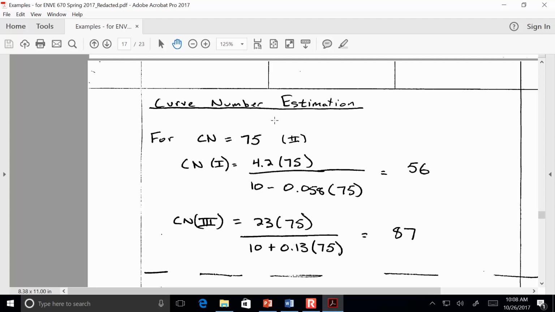So if we change that, what if it is the curve number of 87? Then that's going to change the storage depth. It's going to decrease the storage depth to only 1.49 inches from 7.86. So then that changes the S here.